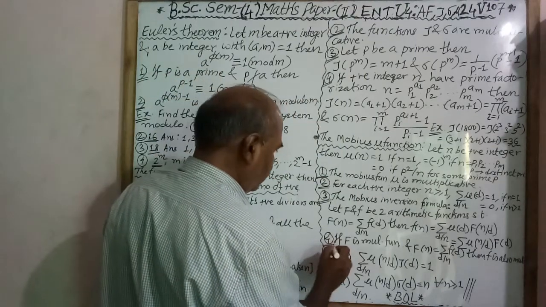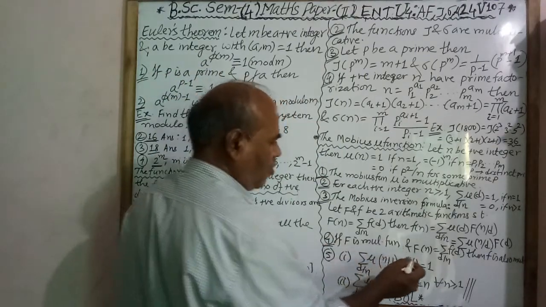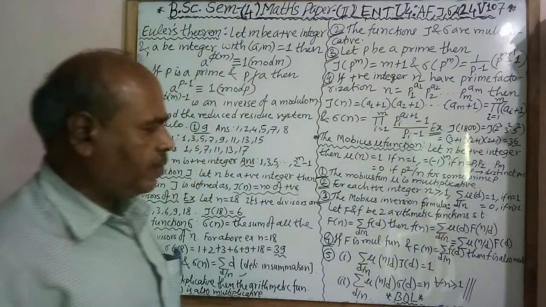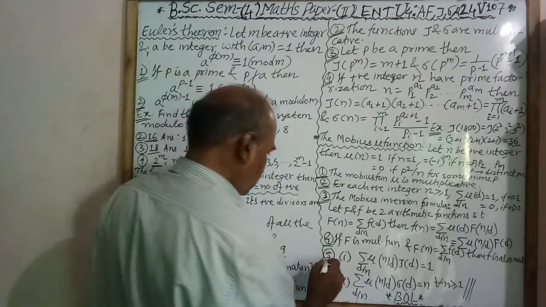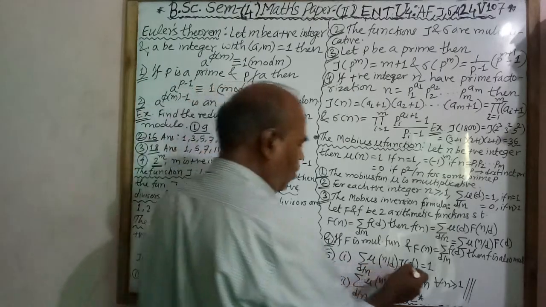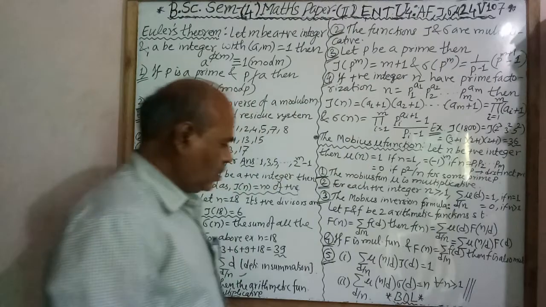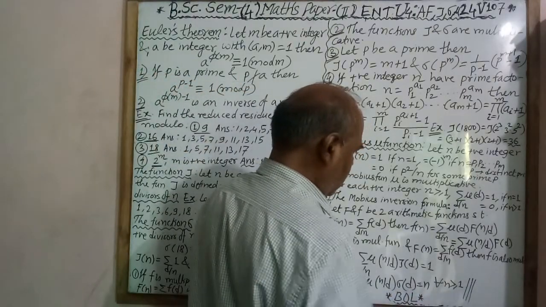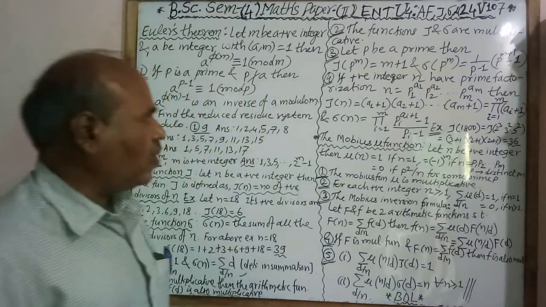Then next, if F is a multiplicative function and F of n equal to the summation of f of d, then f is also a multiplicative function. Then fifth, the summation of mu of n by d into tau of d equal to 1, and second, the summation of mu of n by d into sigma of d equal to n for every n greater than or equal to 1.